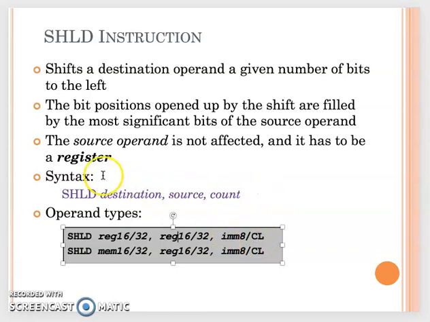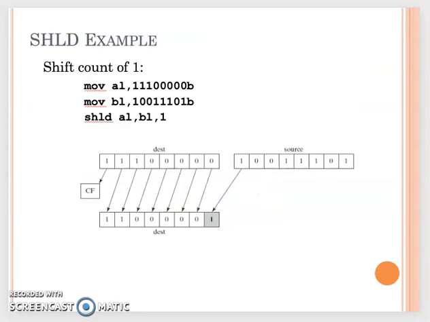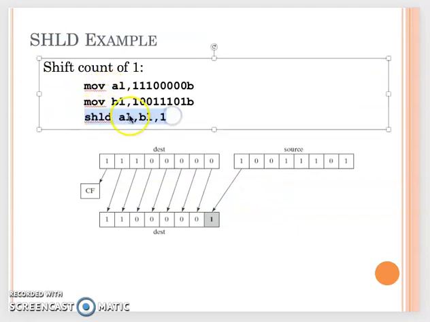So let's see an example of how we really do the shift. In this example, we will shift AL. We will update the AL value, but we're using BL as the source operand. We just shift 1 bit first. Since you want to shift to the left, you will open up space on the right. Usually I write the destination operand here, and my source operand I put on the right.